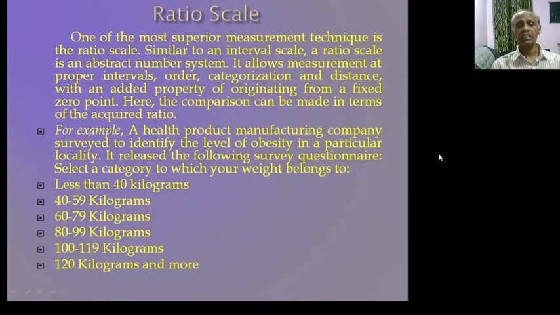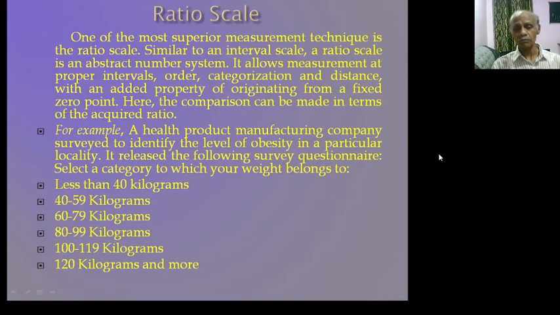Next one is the ratio scale. One of the most superior measurement techniques is the ratio scale. Similar to an interval scale, a ratio scale is an abstract number system. It allows measurement at proper intervals, orders, categorization and distance, with an added property of originating from a fixed 0 point. Here the comparison can be made in terms of the acquired ratio.